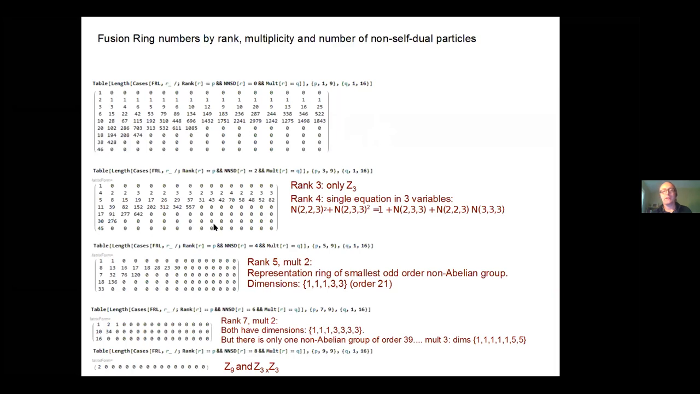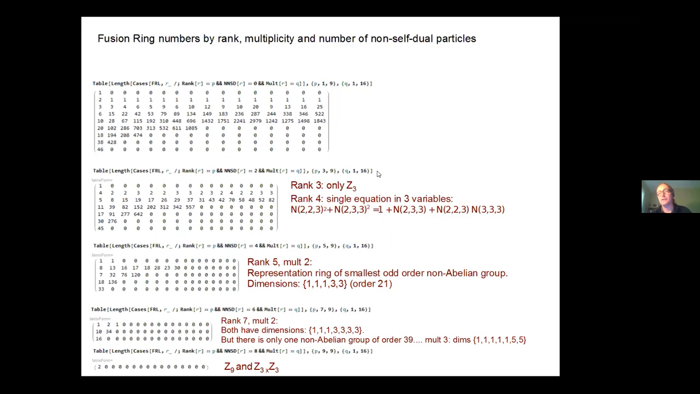Then here's a similar table, but all the theories in this table have two non-self-dual particles. So basically splitting the previous table by how many particles are non-self-dual. Clearly you can't have two non-self-dual particles if you only have one or two particles. So that starts from rank three. And this is a unique rank three theory. There are no higher multiplicity ones with two non-self-dual particles, and that's just the three fusion rules.